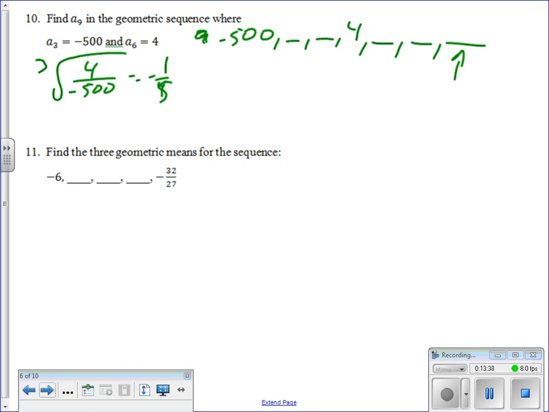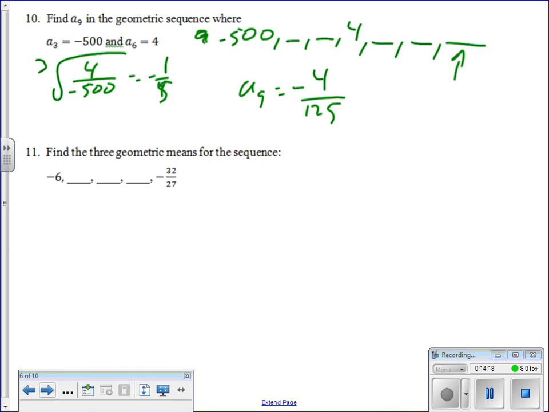How do you put that in the calculator? 4 over negative 500. Put that in your calculator as a fraction, it will reduce, and then take the cube root of that answer. That would be what I would do, because you type in a fraction, and your calculator will reduce it down and give you a reduced fraction. And then it's 1 over the cube root of the denominator. You multiply it out, and a sub 9 is negative 4 over 125.